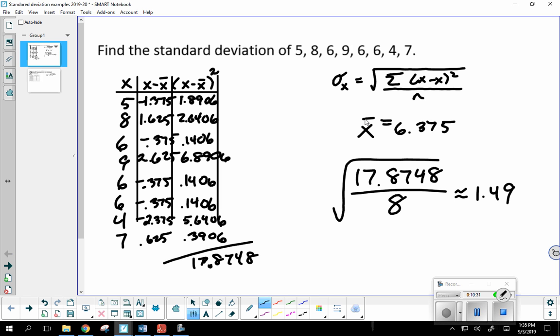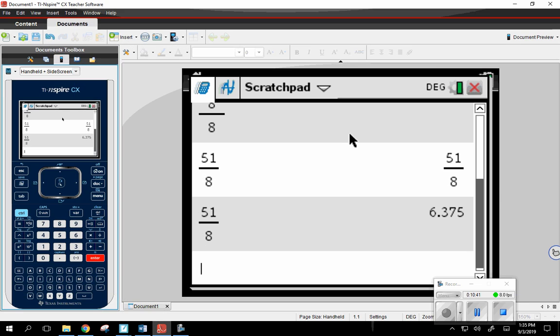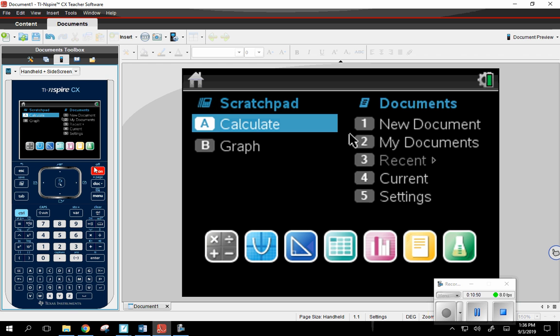It can get a little monotonous. Again, I think it's important you know how to do it by hand. But now let's go to what's even more important, putting this in the calculator. So let's take this set of 8. Let me come on over here. You guys walk me through this. So I'm going to go back home. Okay. What do I do?